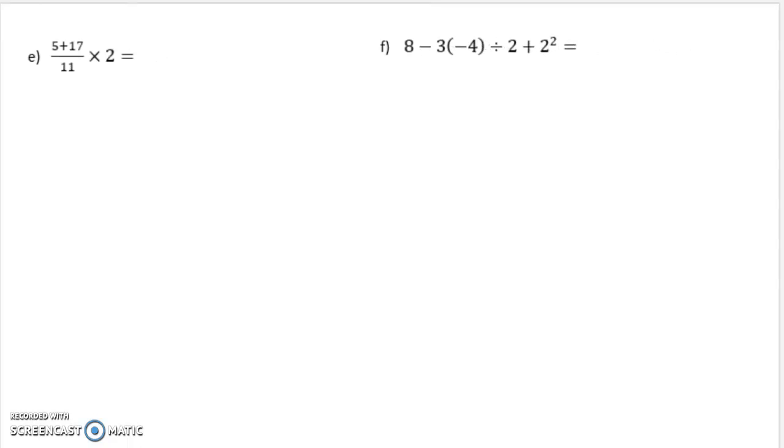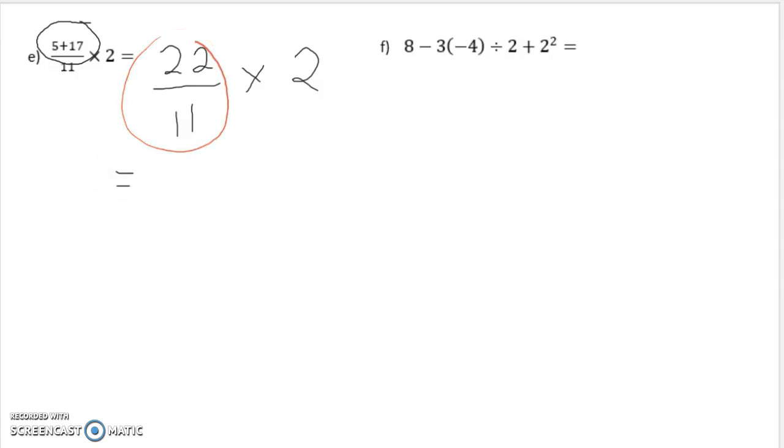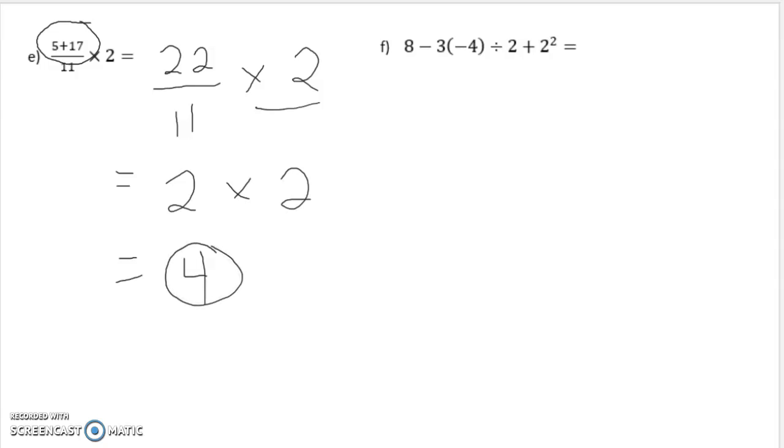E, we have 5 plus 17, in brackets, divided by 11, and then multiply it by 2. The first thing that we have to do is the bracket. So 5 plus 17 gives us 22, and we still need to divide it by 11, and then multiply it by 2. Our next step is we're going to do the dividing. So 22 divided by 11 gives us 2. And then we still have to multiply it by 2 because that's what it says up here. At the end, 2 times 2 gives us 4. And that's our final answer.